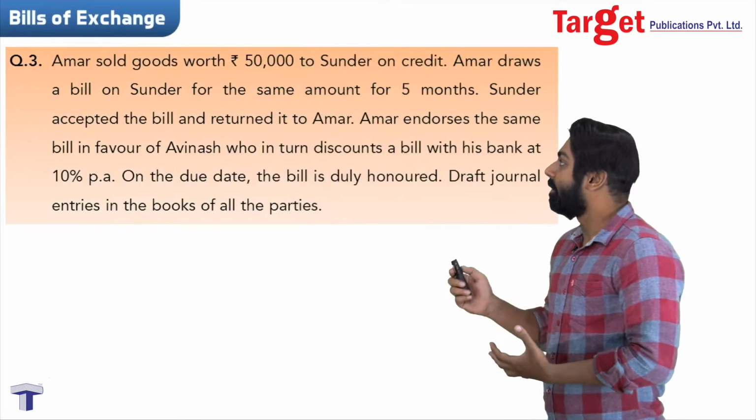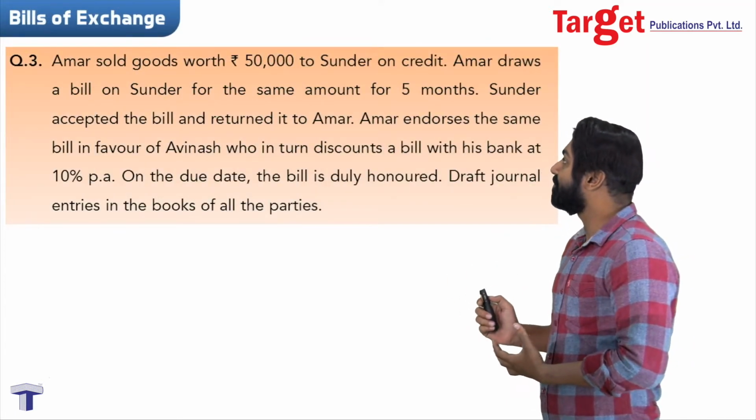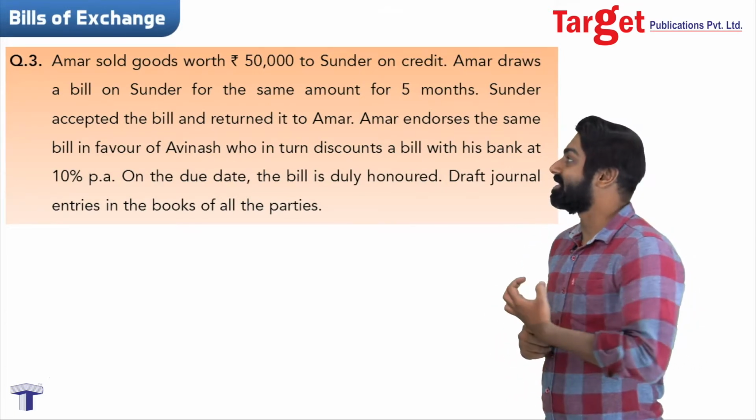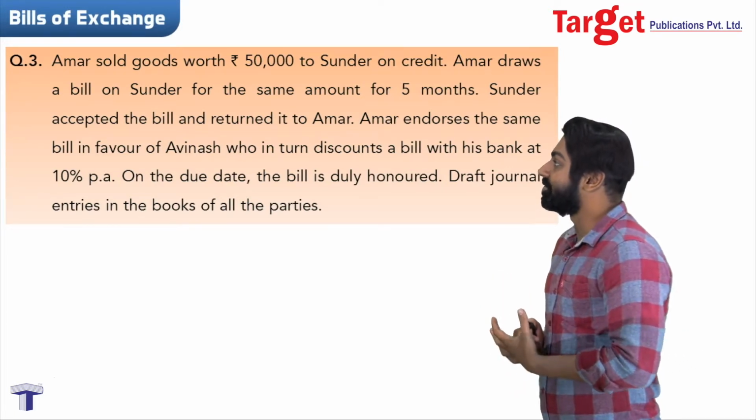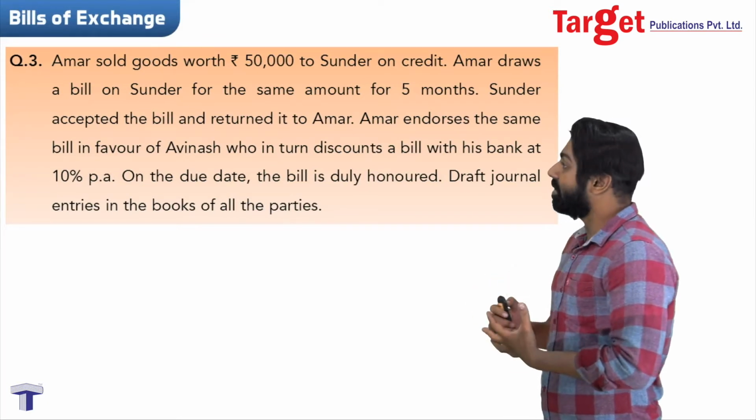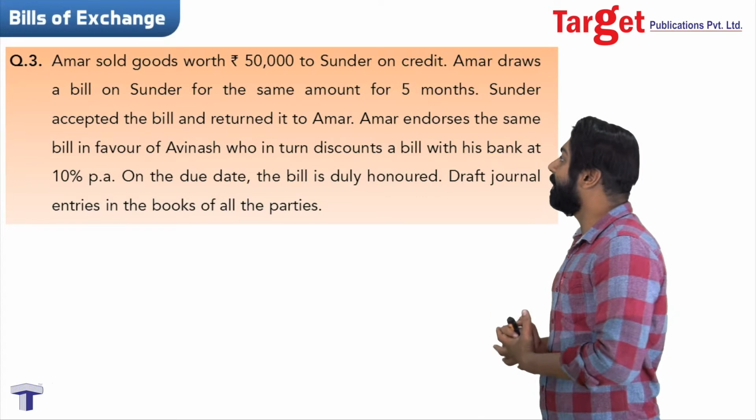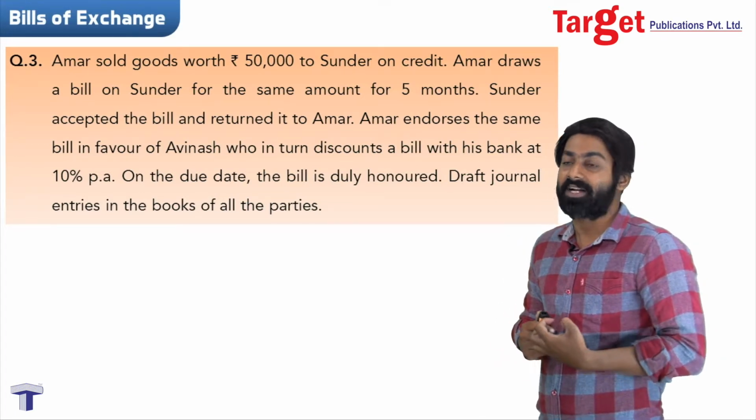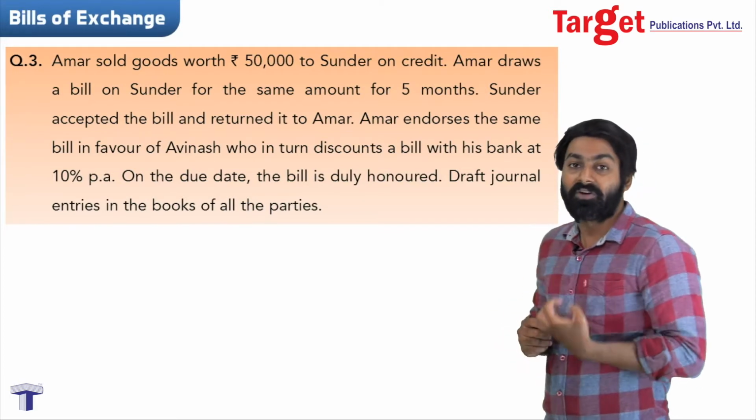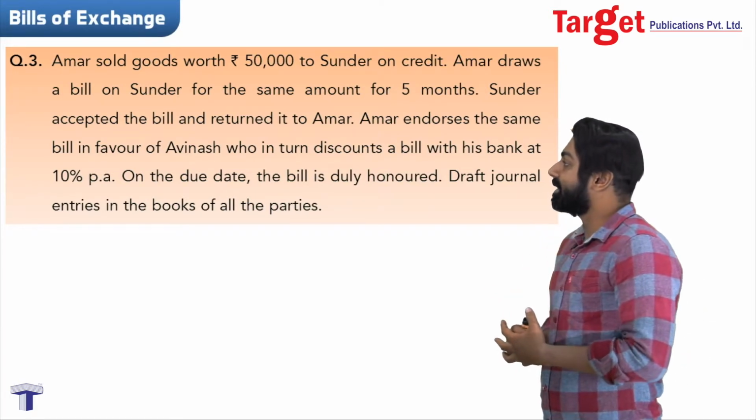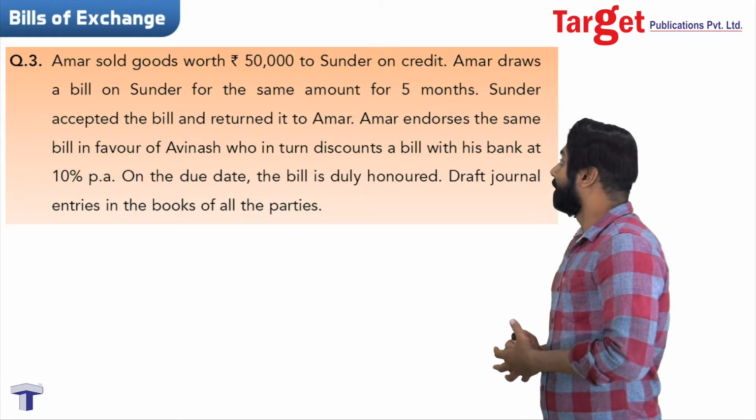The question is: Amar sold goods worth rupees 50,000 to Sundar on credit. So now here you can see there's a credit sale of goods from Amar to Sundar. Then Amar draws a bill on Sundar for the same amount for 5 months. So Amar draws a bill which is accepted by Sundar, and that is for 5 months. So the credit period is 5 months. Sundar accepted the bill and returned it to Amar.